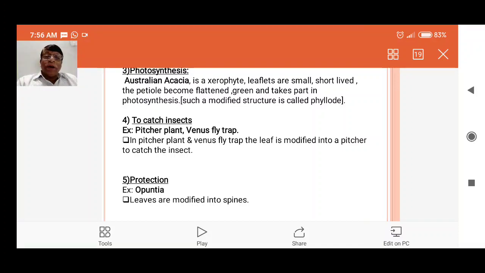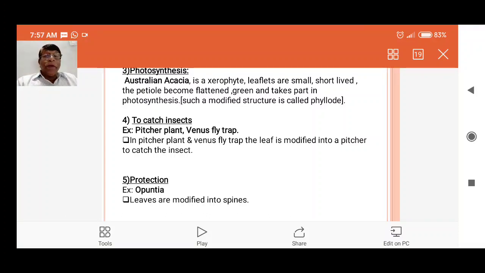In case of Opuntia, the leaves are modified into spines. These spines cannot take part in photosynthesis. In turn, they give protection to the plant body. So in Opuntia, the leaves are modified for defense or for protection.